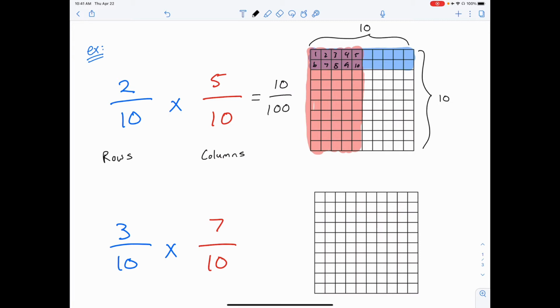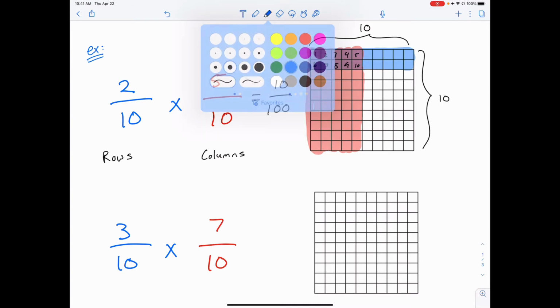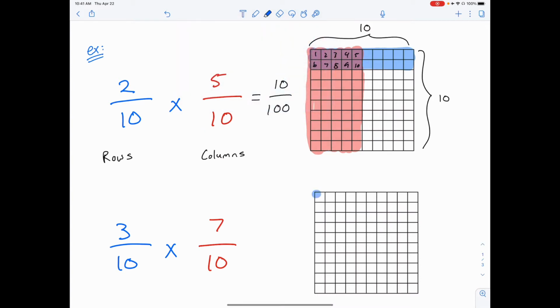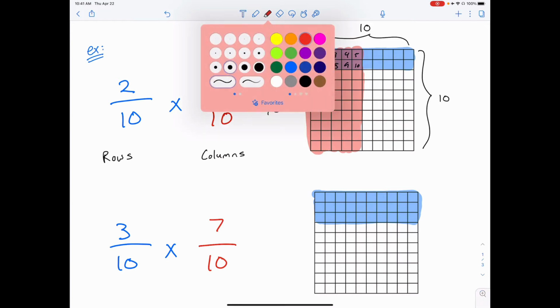So let's try another example right below. Again, 3 over 10, we're going to color in 3 out of the 10 rows. We're going to do that in blue. Again, 3 rows. You can color it however you want, as long as you color in 3 of the rows, like so. And then we do 7 out of the 10 columns. We'll do that in red.